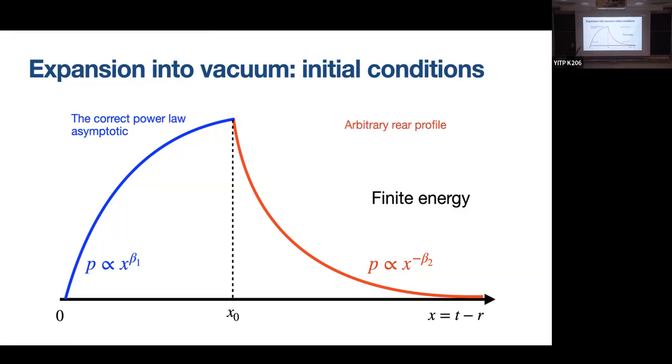And then the rear part of the solution will be some kind of an arbitrary profile that is chosen just so that there would be some kind of finite energy in the solution, but we eventually find that the exact details of this rear profile will not affect our solution. Whatever develops close to the shock is not affected by this rear solution at the back.